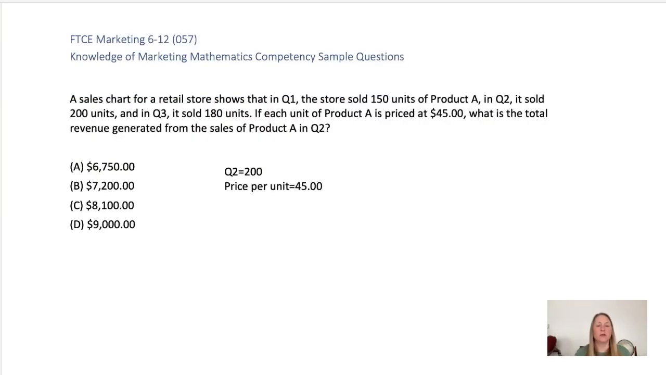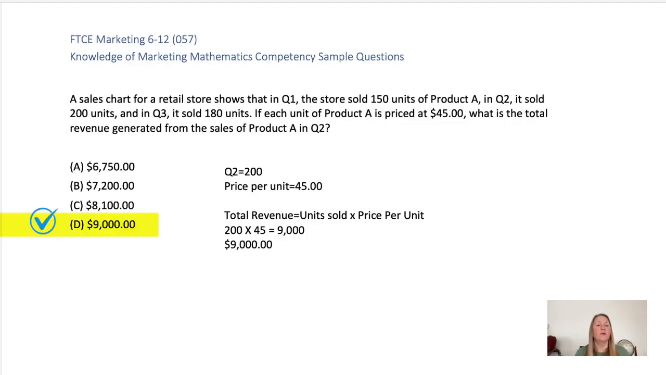So we must look at quarter 2, which sold 200 units, and the price per unit is $45. So you must use the equation total revenue equals units sold times price per unit. 200 times 45 equals 9,000. The correct answer is D. The total revenue for quarter 2 is $9,000.